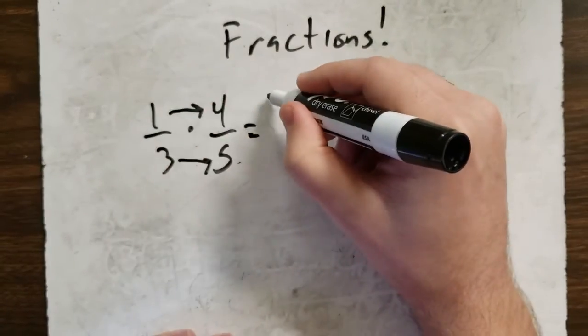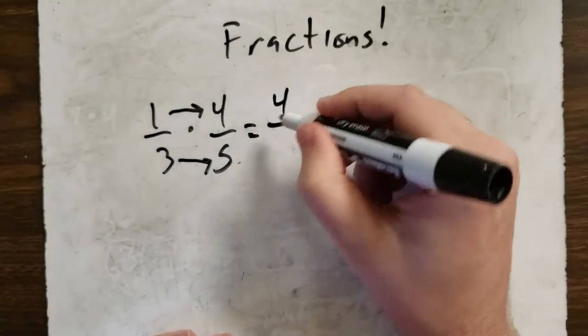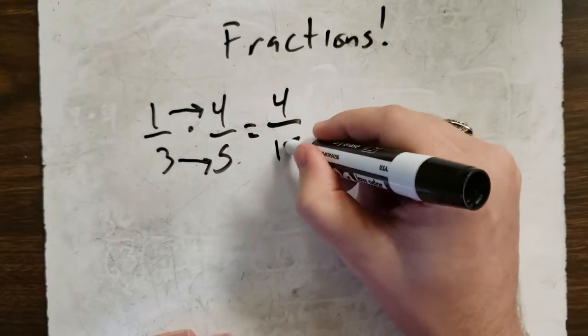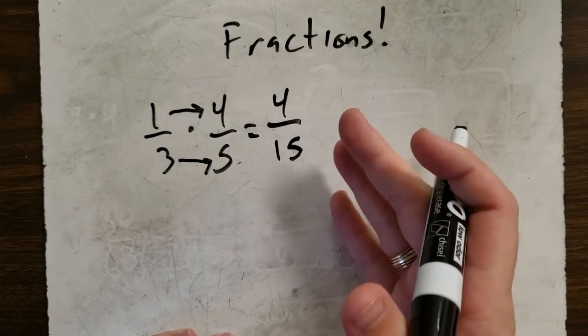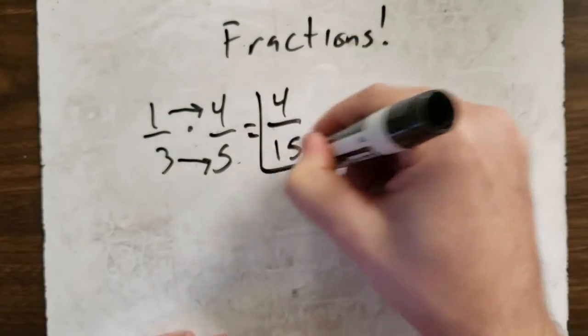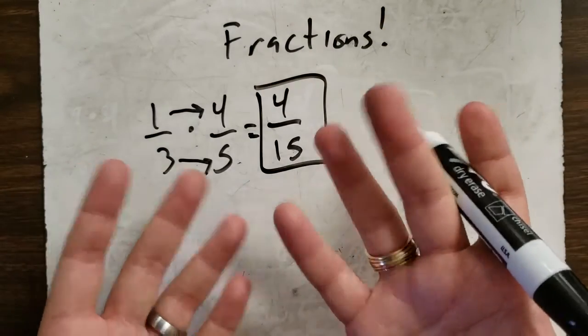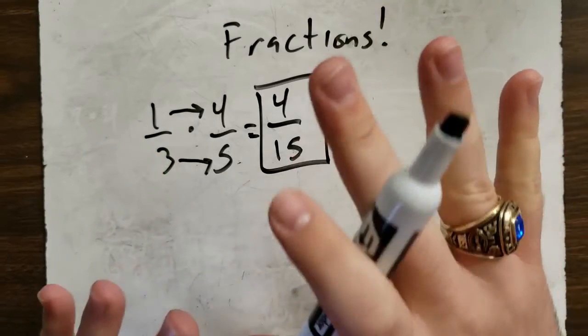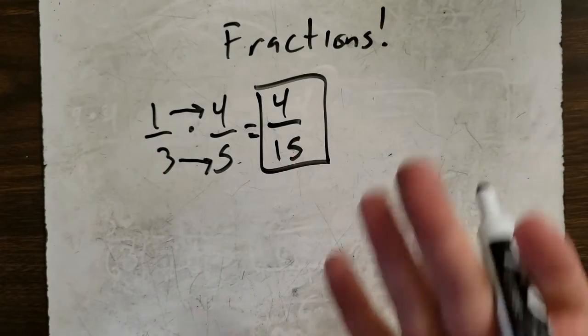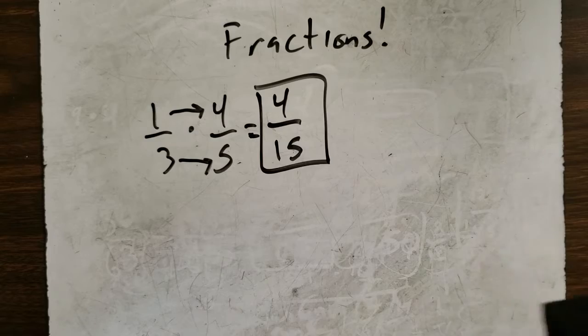So let's do that. 1 times 4 is 4. 3 times 5 is 15. Can you reduce? No. And that's it. That's our final answer. 4 over 15. Simple, right? Let's try a different one.